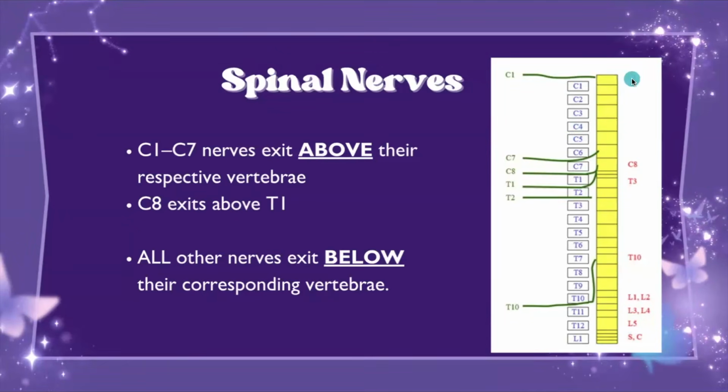So for example, you have the C1 spinal nerve over here. It exits above the C1 vertebra. C2 would exit above the C2 vertebra. C3 would exit above the C3 vertebra, and so on. However, the C8 nerve would exit above the T1 vertebra, not the C8 vertebra, because that doesn't even exist. You only have vertebrae up until C7. Now, all the other spinal nerves below the cervical spinal nerves exit below their corresponding vertebra. So the T1 spinal nerve exits below the T1 vertebra, the T2 spinal nerve exits below the T2 vertebra, and so on.